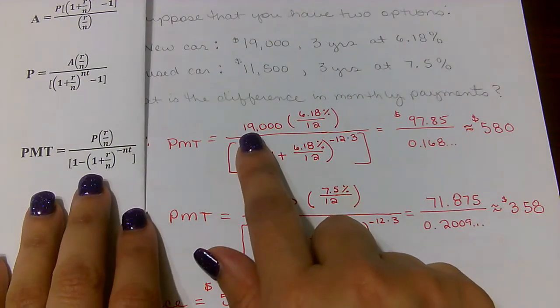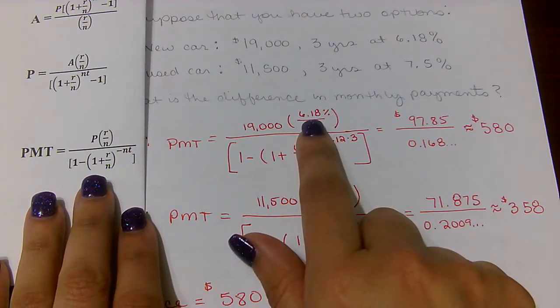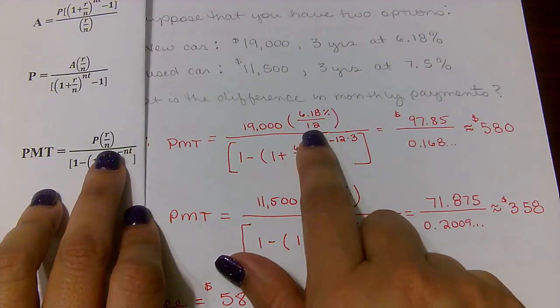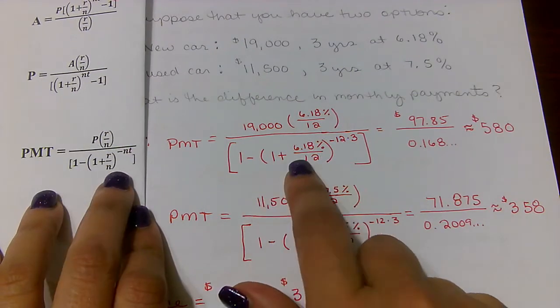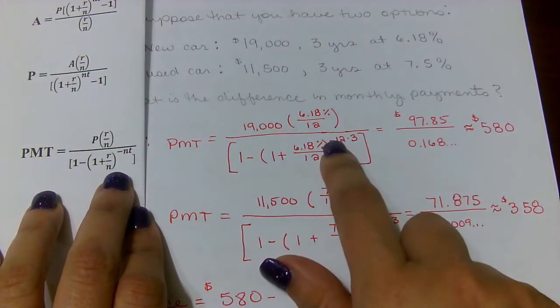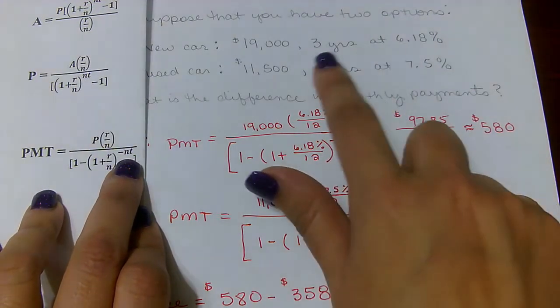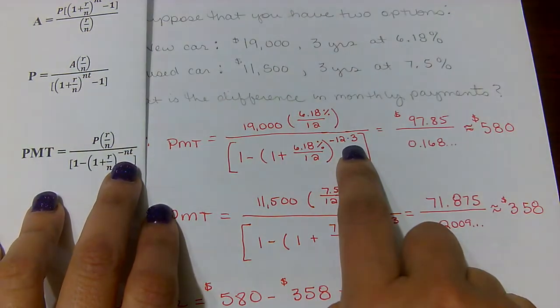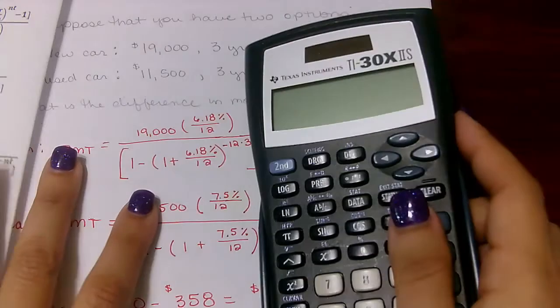For the new car, the payment was $19,000. Our interest rate is 6.18. Our N is going to be 12 since we're making monthly payments. In the denominator, I went ahead and put the rate again and the 12, raised to a negative 12 times 3 because we have 3 years. Let's calculate the payment in the calculator all at once.